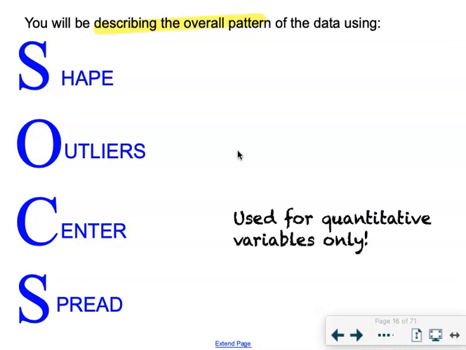Okay? It is important. This is used for quantitative variables only. So you would not do SOCS on a bar graph. You would not do SOCS on a pie chart. Things that graph categorical variables, you would not use this for.